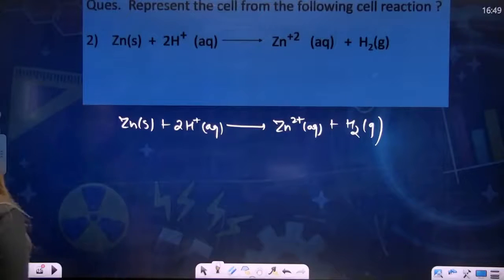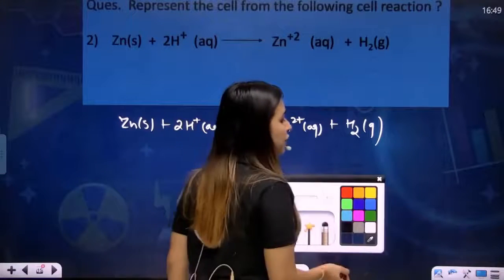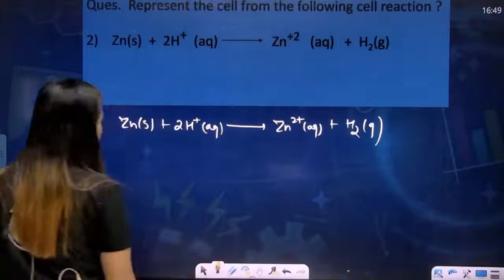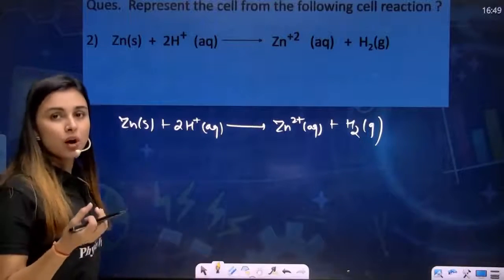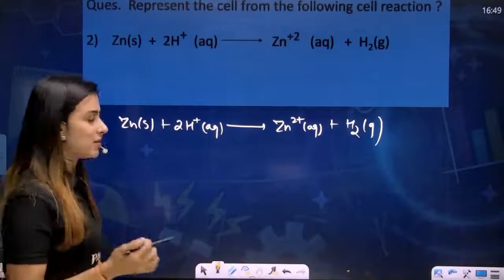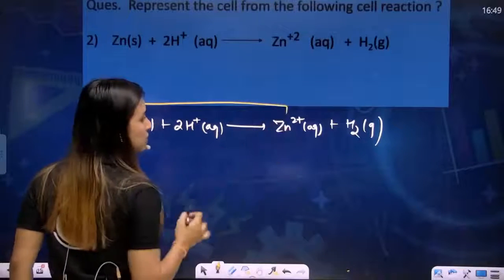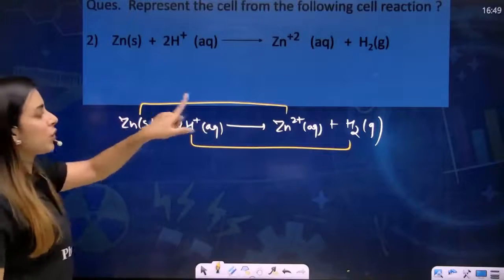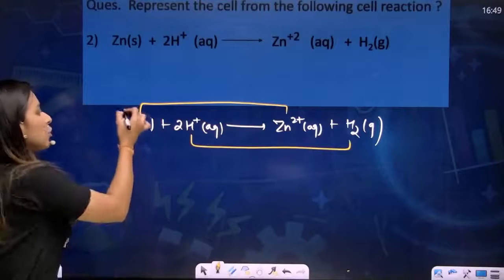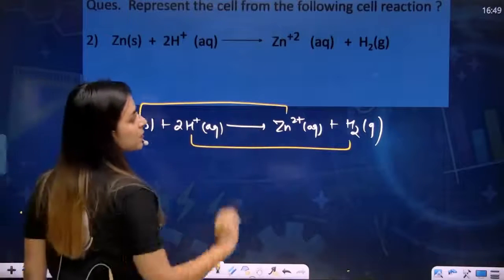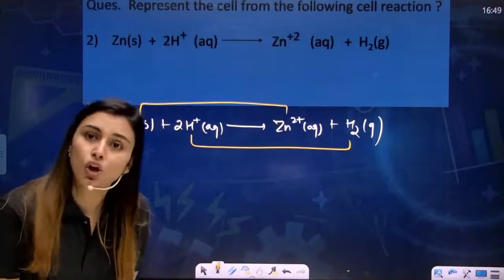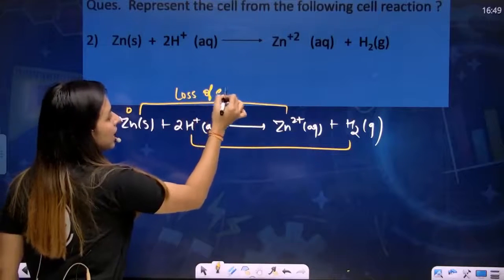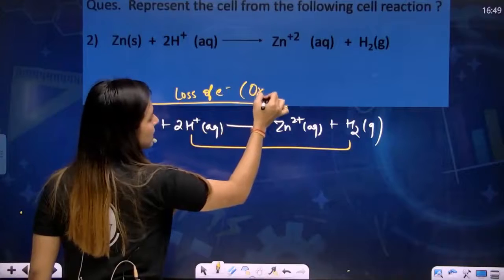Okay, I hope you've paused the video and tried this question yourself. Now I'm going to show you how you can do these questions a little faster. You know that you have to compare these two. See, zinc is going to zinc 2 plus. Here the oxidation state of zinc is 0 and here it is plus 2, this means that zinc has lost 2 electrons. So can I say that this is loss of electron? And if it is loss of electron, can I say this is oxidation?